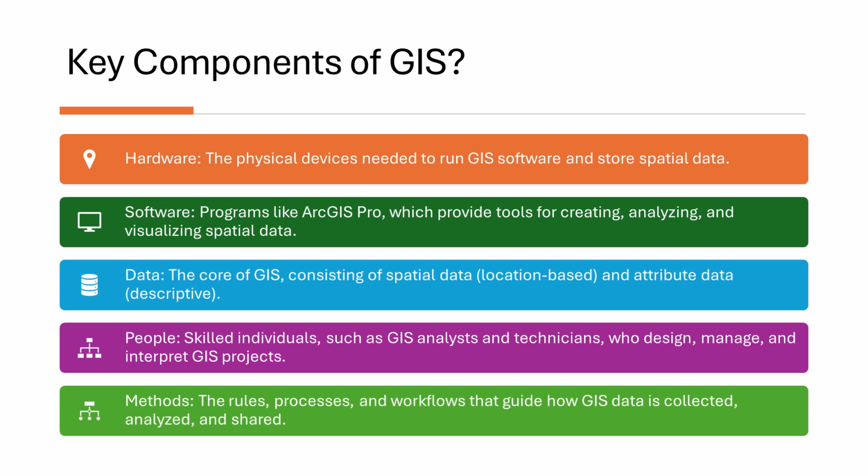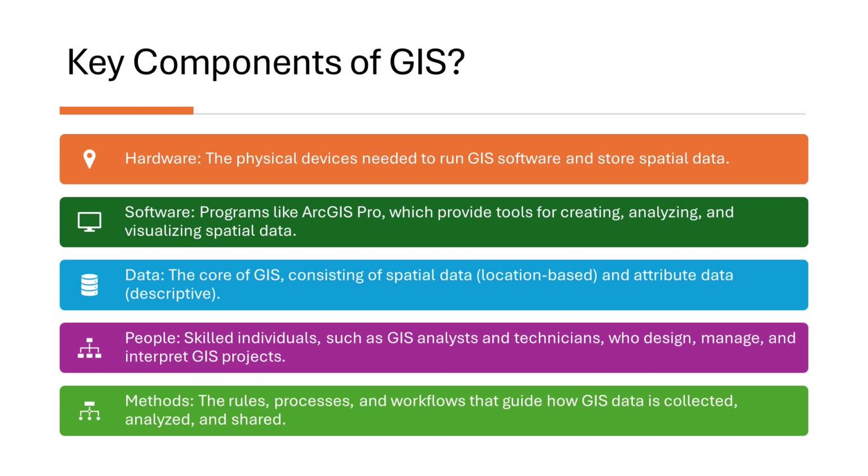Next is software, which provides the tools and functions for working with spatial data. ArcGIS Pro is one example of GIS software that lets us create, analyze, and visualize spatial information. GIS software allows us to turn raw data into insights and useful maps.